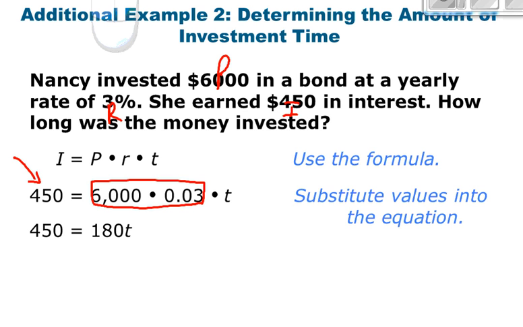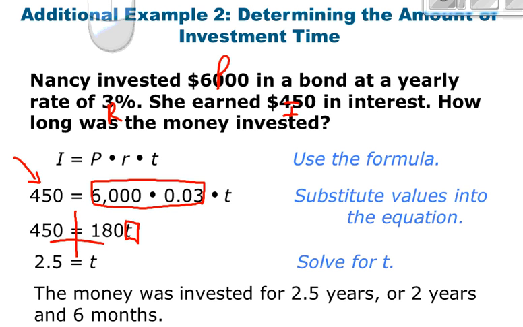Well, I want to get t by itself, so I isolate and I balance. To get t by itself, I'm going to divide both sides by 180. That gives me t equals 2.5. So what does 2.5 mean? 2.5 years, or 2 years and 6 months. We have to be thinking about the type of conversion, because if a problem says 6 months, I need to think half of a year, 0.5 years.